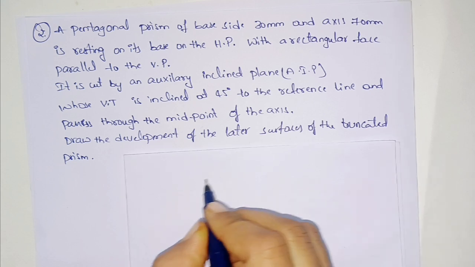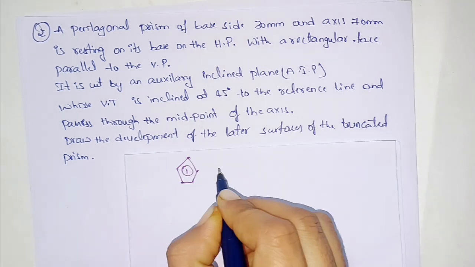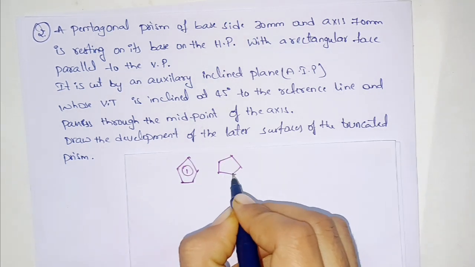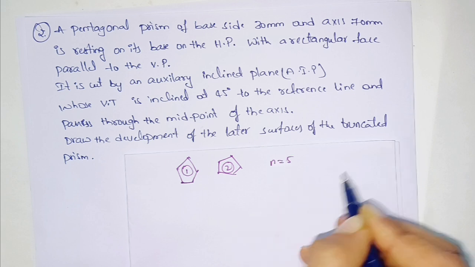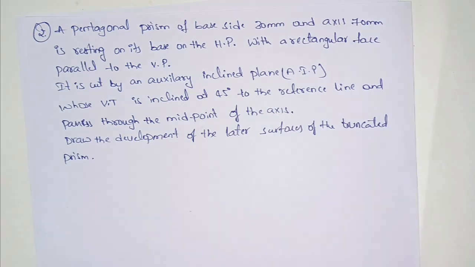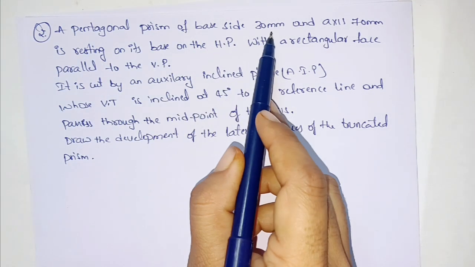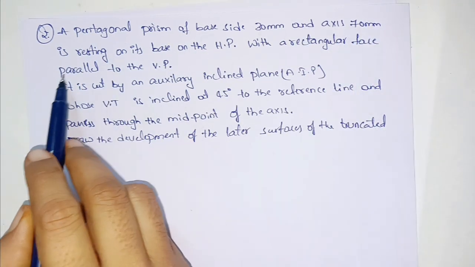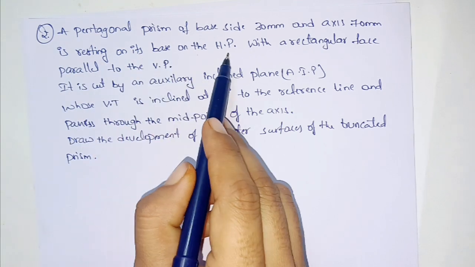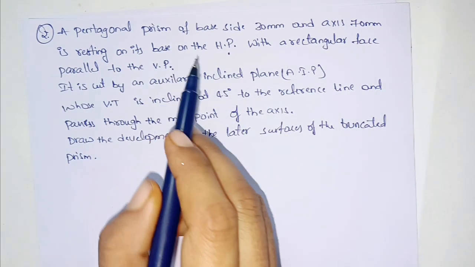Pentagonal means we have two alternatives we have to draw. This is the first one, this is the second one, and n is equal to 5 sides. That is a pentagonal. So what is given in the question? A pentagonal prism of base side 30 mm and axis 70 mm is resting on its base on the HP with rectangular faces parallel to the VP.